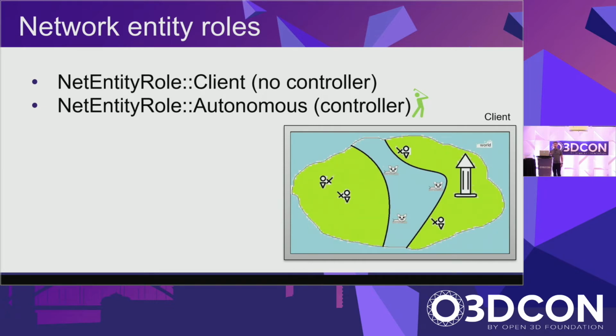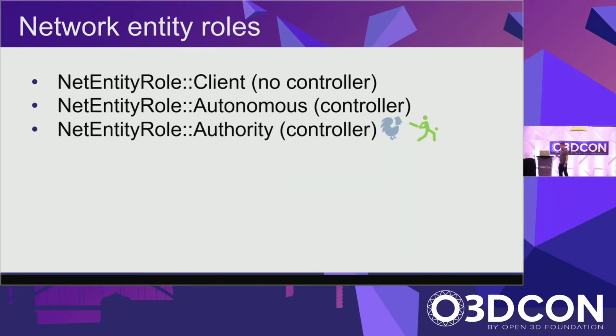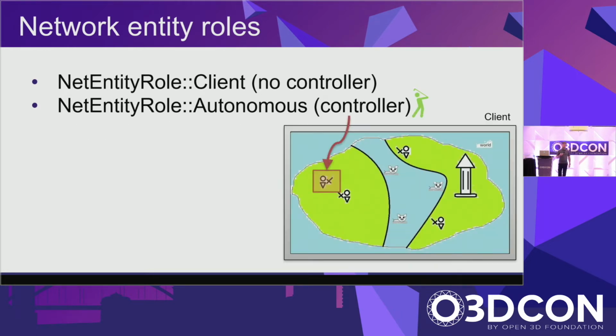So again, on the same client machine, we've got that same world. And one of those entities inside the world is going to be the player that we control, right? That's our guy that we're moving around the world and interacting with. It's our avatar. That would be the entity that would be in the autonomous role. So let me go back. By being an autonomous role, it does give us write access, but it's a limited form. We call it predictive write access, essentially.